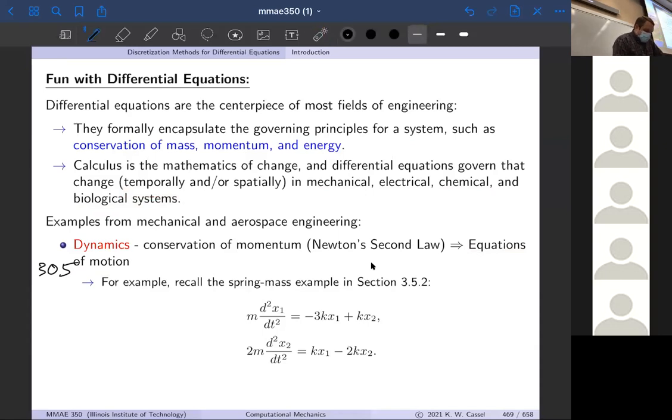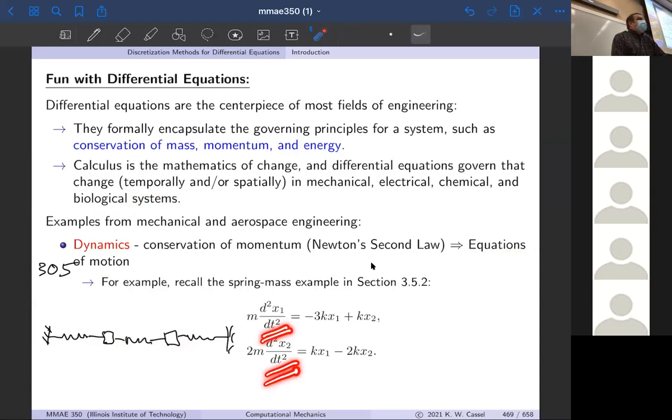So if you remember back in section 352, we had this spring mass problem. We had two masses and three springs. And we derived the governing equations for the two masses using F equals ma, and we got these equations. So that's F equals ma applied to a wibbly wobbly spring mass system. And they are second order, because the highest order derivative is two. So we say that they're second order.